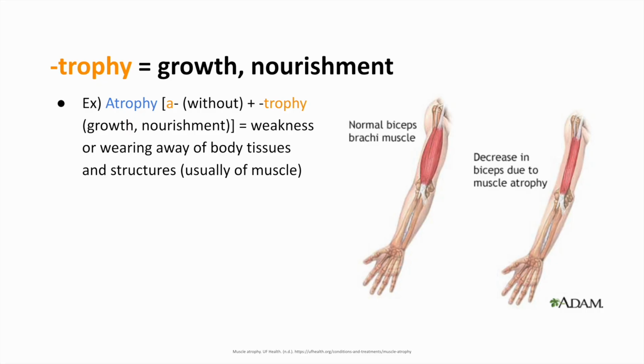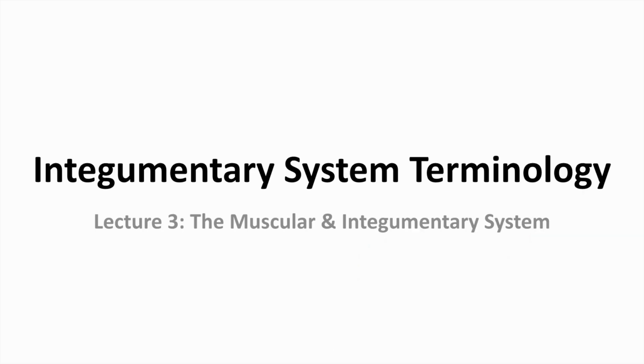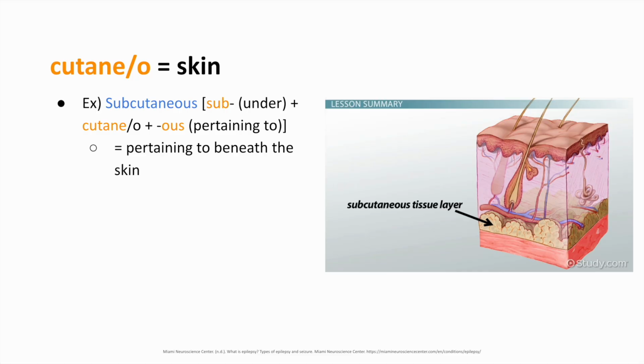Okay, so those were all the muscular system terminologies. Now it's integumentary terminology. So cutano is a combining form that means skin.